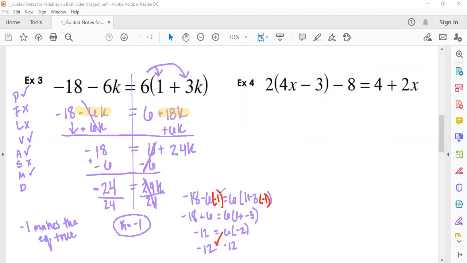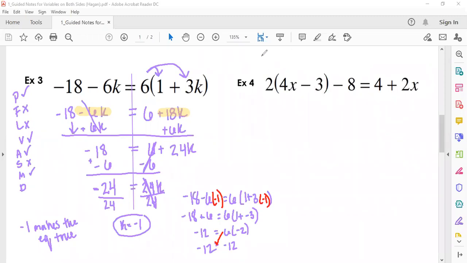That is what I mean when I say negative 1 makes the equation true. I can take negative 1, plug it in for the variable, and now both sides are going to be equal. That is what we mean every time we say it makes it true. That's the solution. All right.